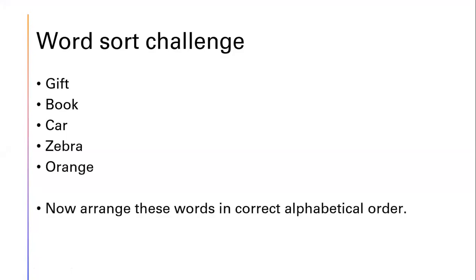So now, word sort challenge. These are the words which have been given: gift, book, car, zebra, and orange. Now arrange these words in correct alphabetical order. Will you try? I'll be giving you 1 minute of time. Try to arrange them in correct alphabetical order. And after that, I'll give you your answer.